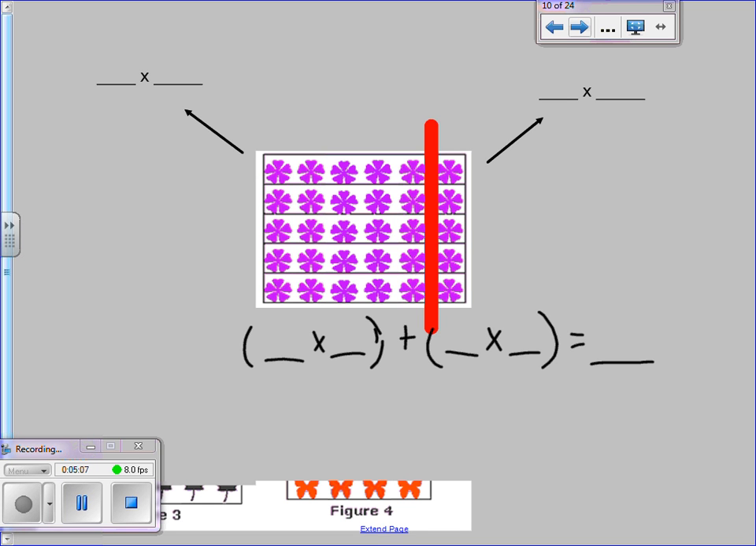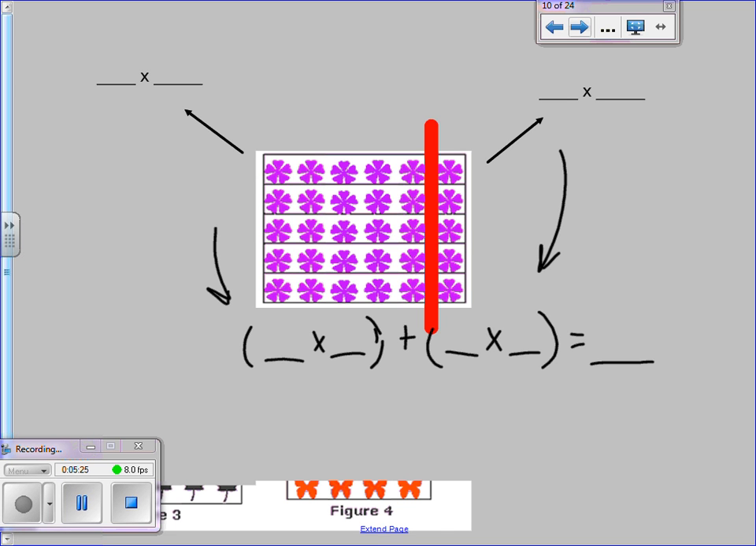So you're going to look for the two multiplication equations that make up both of these arrays, and then you're going to bring them down here, okay? And you're going to solve to find the answer, okay? Go ahead and pause. Okay, you should have paused.